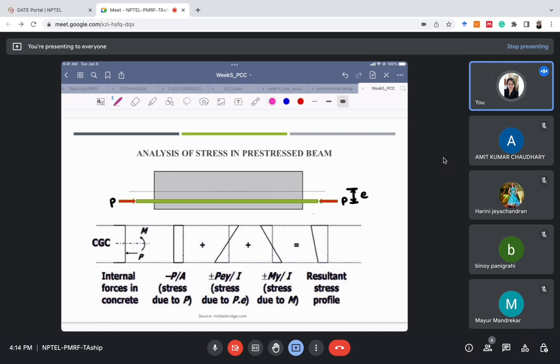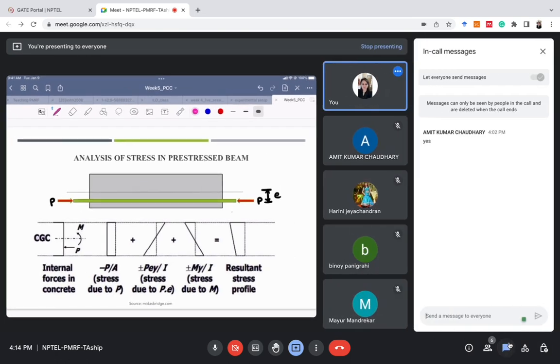Then we'll see how we analyze the pre-stressed concrete beam. In between, if you have any doubts, you can ask me. You can either raise your hand or you can write in the comments.